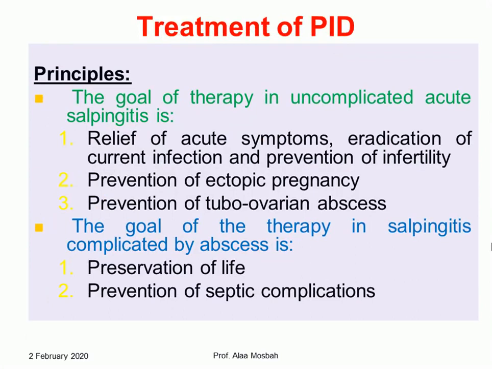What about treatment of PID? The main principle for treatment of PID is that the goal of therapy in uncomplicated acute salpingitis is relief of acute symptoms, eradication of current infection, and the prevention of infertility, prevention of ectopic pregnancy, and the prevention of tubo-ovarian abscess. The other goal of therapy in salpingitis complicated by abscess is preservation of life because it is a life-threatening condition, prevention of septic complication and septicemia, life-threatening condition also.